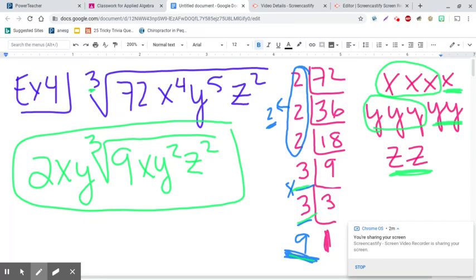So think about it this way, guys. If we look at our 3, how many times does 3 go into 4? Once, with 1 left over. How many times does 3 go into 5? Once, but 2 left over this time. And how many times does 3 go into 2? It can't, so you keep the 2 and nothing comes out.